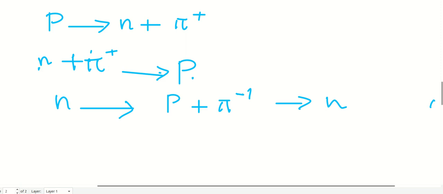Neutron changes to proton by emitting pi minus, and also it changes to neutron. This type of equations. So you understood? Proton emits neutron plus pi plus. Okay, neutron plus pi plus gives proton. Neutron gives p plus pi minus gives neutron. Okay, this is the Yukawa theory of nuclear force. So you remember that theories.